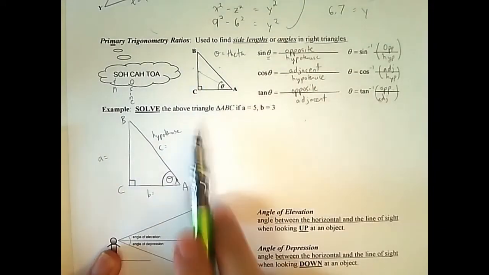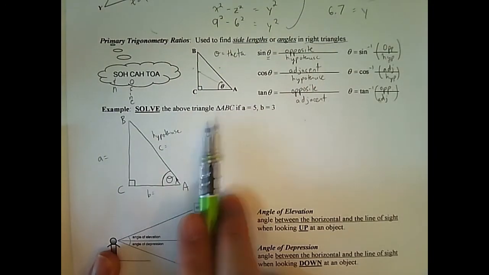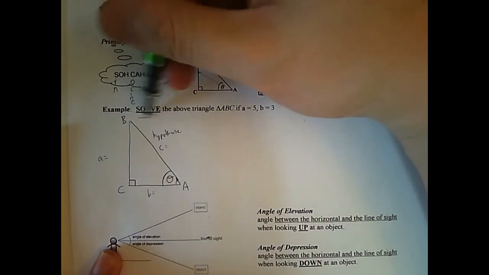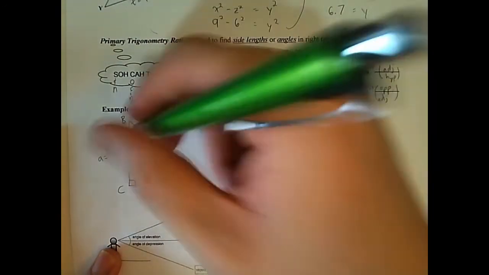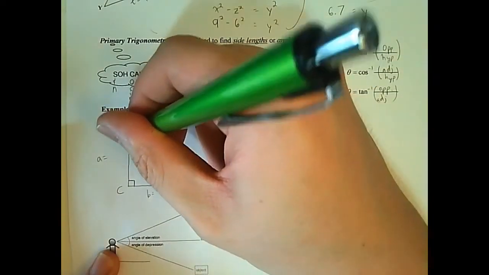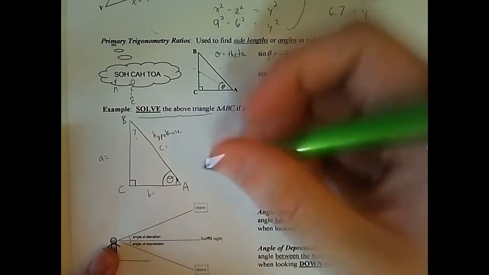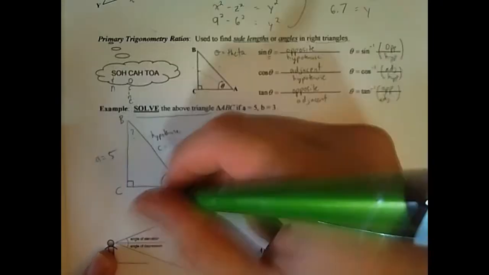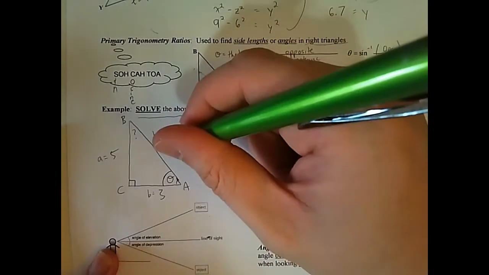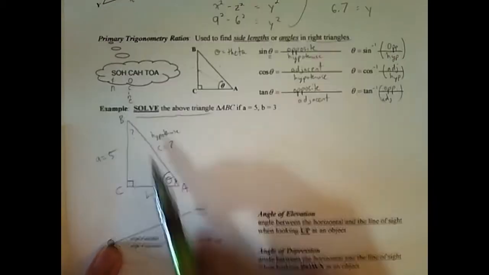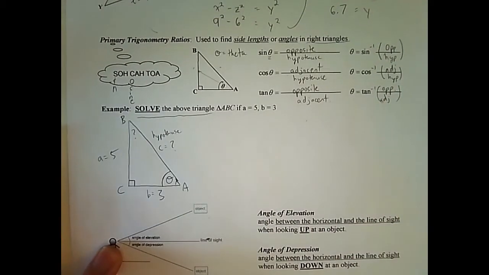So it says solve the above triangle, triangle ABC, if A is 5 and B is 3. When we say solve the triangle, it means I need to figure out what the other angles are. So I need to find out what theta is. I need to find out what this other angle is. And they give us A is equal to 5 and B is equal to 3, so I need to figure out what the hypotenuse length is as well. So I've got to figure out 1, 2, 3 things.